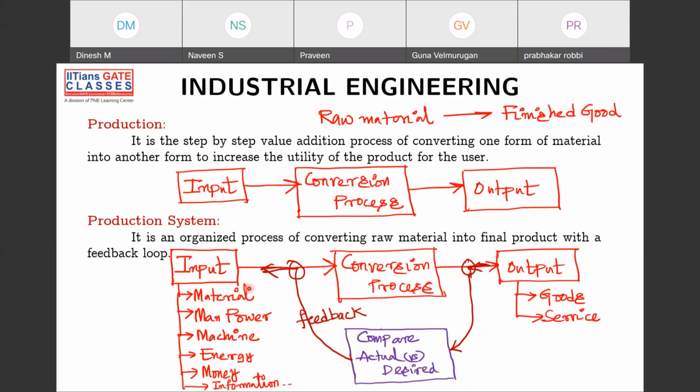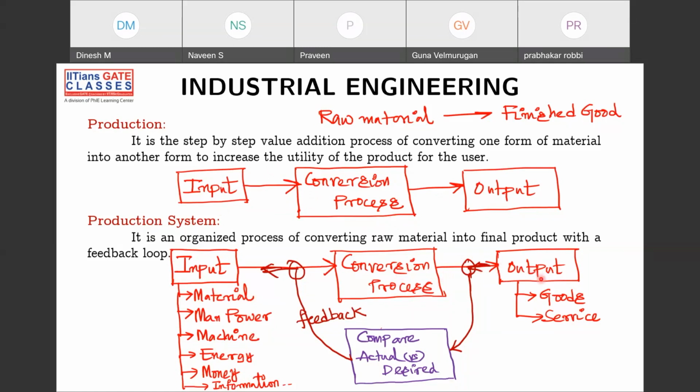It's a full company. The company needs so many things. Here you are saying input simply raw material, output finished good. That's okay. But here inputs are material, manpower, machine, energy, money, information, everything is important. Then you have conversion process, you have some scheduling, you have some sequencing, you have so many things. And then you have output.